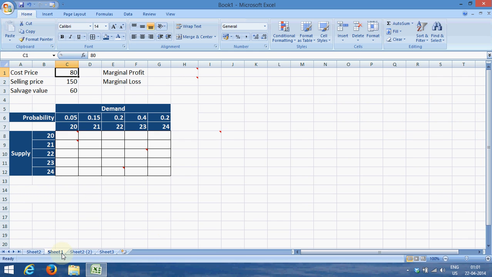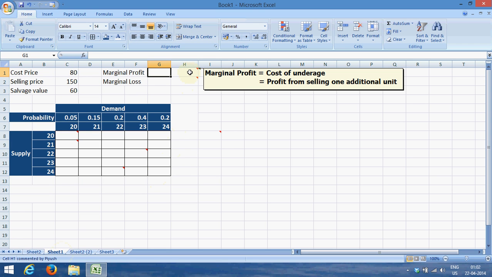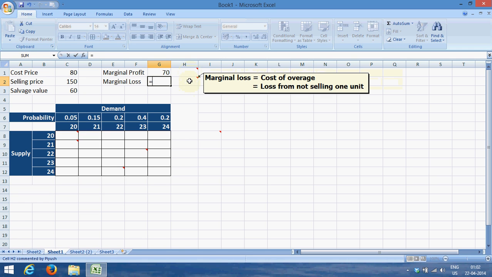We have a product with a cost price of $80, a selling price of $150, and a salvage value of $60. So the marginal profit for us, that is the profit from selling one additional unit, this is also called cost of underage, is equal to the selling price minus the cost price. So by selling one additional unit, we would earn $70, and the marginal loss, also called the cost of overage, would be the cost price minus the salvage value. So for every unsold good, we would lose $20.